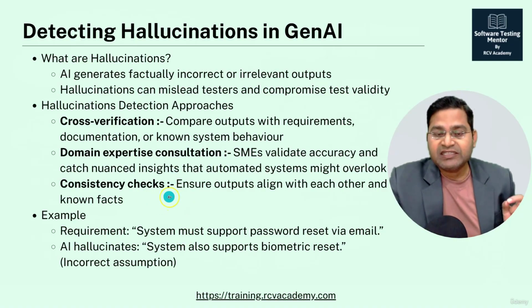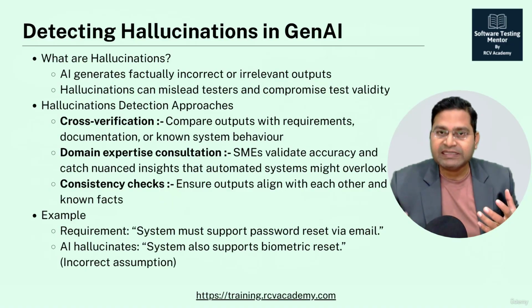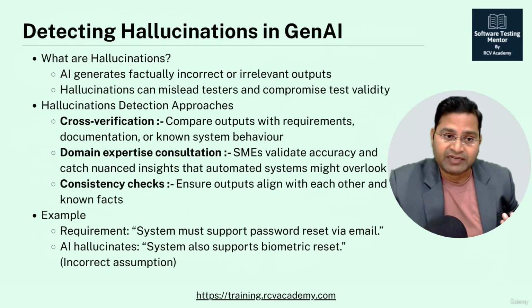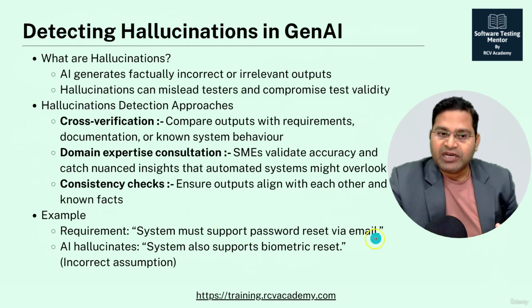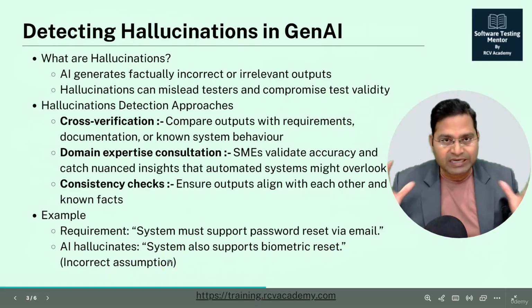So consistency check is all about your knowledge and your information. Can you see that the output is actually correct based on what you have learned, what your experience is, and based on the facts? As an example, the requirement we have provided is: system must support password reset via email. AI might hallucinate that the system also supports biometric reset, which is an incorrect assumption. You haven't provided this assumption.